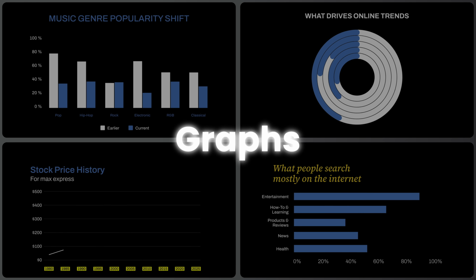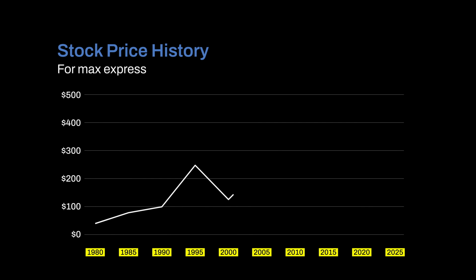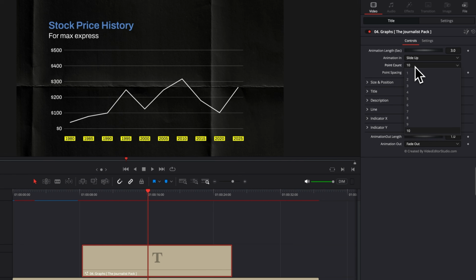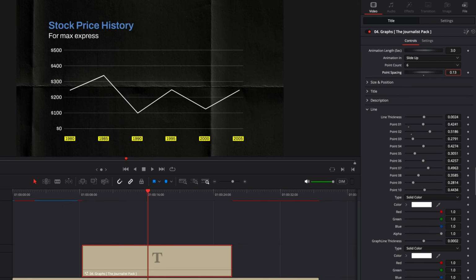Then we got some graphs and charts. So we have some bar charts, we have some curve charts where you can select also here the point count and then adjust the individual point on a vertical axis to display the data that you want. And then you can change the value on the X and Y aspect. Also, you have, again, the same feature with the point spacing. So for example, here, because we've reduced the points, obviously we're not covering the entire frame of the graph. So now we can just expand that to cover up the entirety of it.